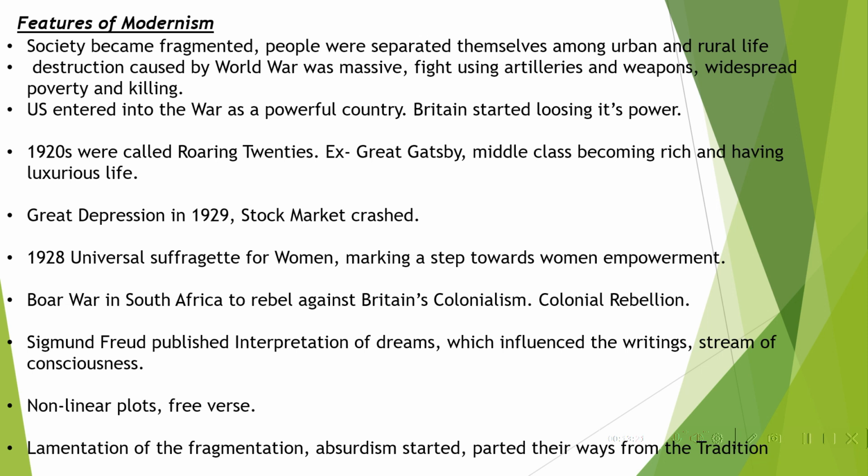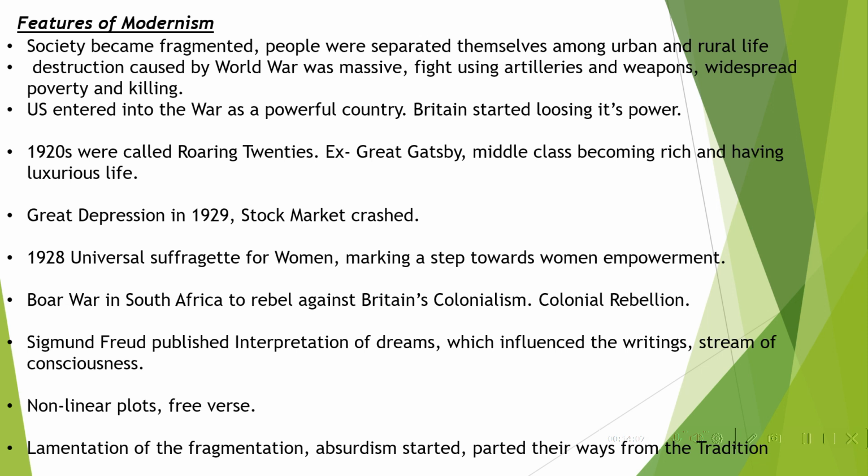And they started lamenting the fragmentation which was happening in society. See, in the very first point I gave, society became fragmented. So they started lamenting. When we talk about postmodernism, we'll see that they started celebrating this fragmentation. Here they are lamenting this fragmentation, for example you can refer to The Waste Land. In The Waste Land, T.S. Eliot is trying to say that we are trapped and there is no way out. This life is also a kind of wasteland in which we are trapped.